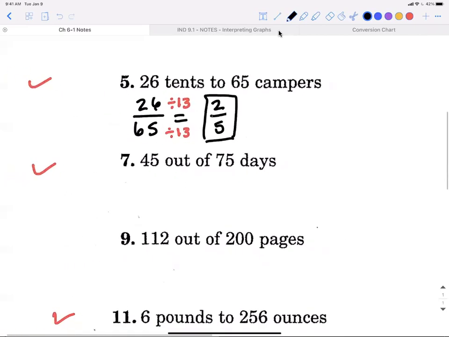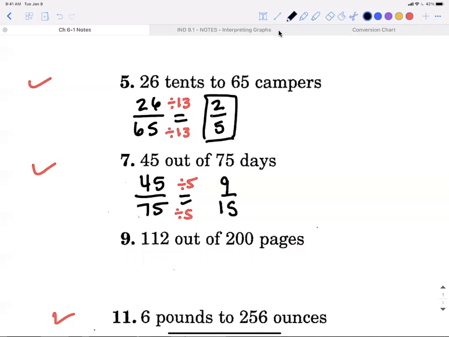You don't have to put this one in your notes. I'm just going to set it up really quickly. So 45 out of 75 days. So 45 out of 75. They are both divisible by 5. I know that right off the bat because they both end in 5. So if I take 45 divided by 5, okay, that means I've got to divide the bottom by 5. And when I do that, I get 9. And when I divide 75 by 5, I get 15.